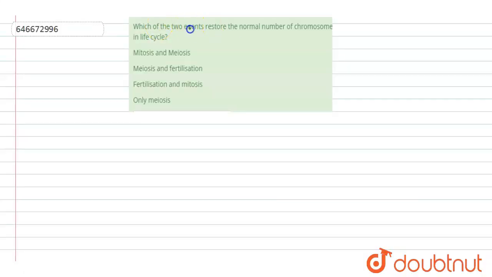Hello students, have a look at the question. Question is which of the two events restore the normal number of chromosomes in life cycle? Options are mitosis and meiosis, meiosis and fertilization, fertilization and mitosis, only meiosis.